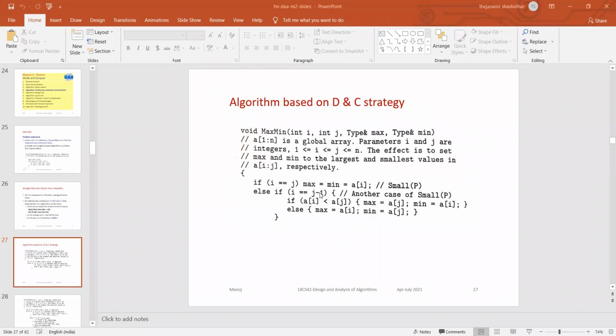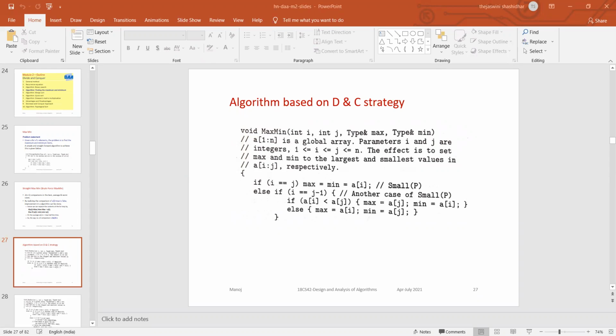Else, come for the next condition: I double equals j minus 1. So I double equals j minus 1 means how many elements? Just give some value. I is at the first element. I double equals j minus 1 means j is at position I plus 1.